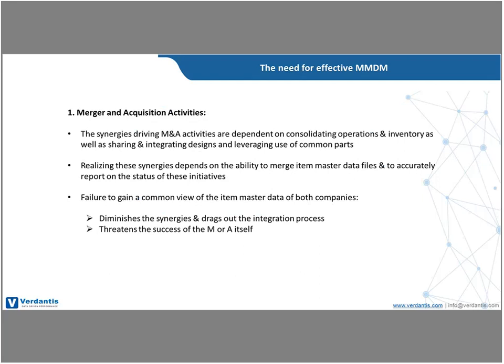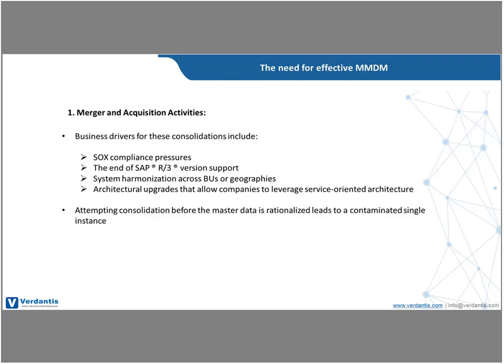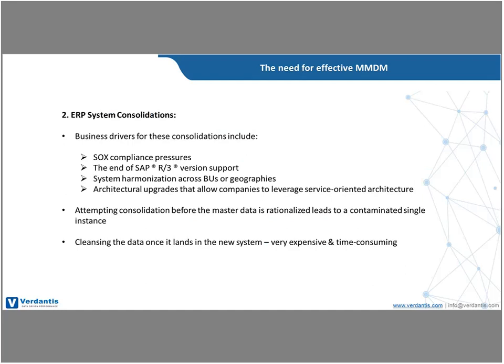And realizing these synergies in what you promised your shareholders is going to be key from the materials domain's perspective to have that consolidated view. So it helps reduce the risk in what you've promised your shareholders. It increases the ability to reduce the threat to the success of the M&A itself. And so those are one of the key reasons many people will do an item master project like this.